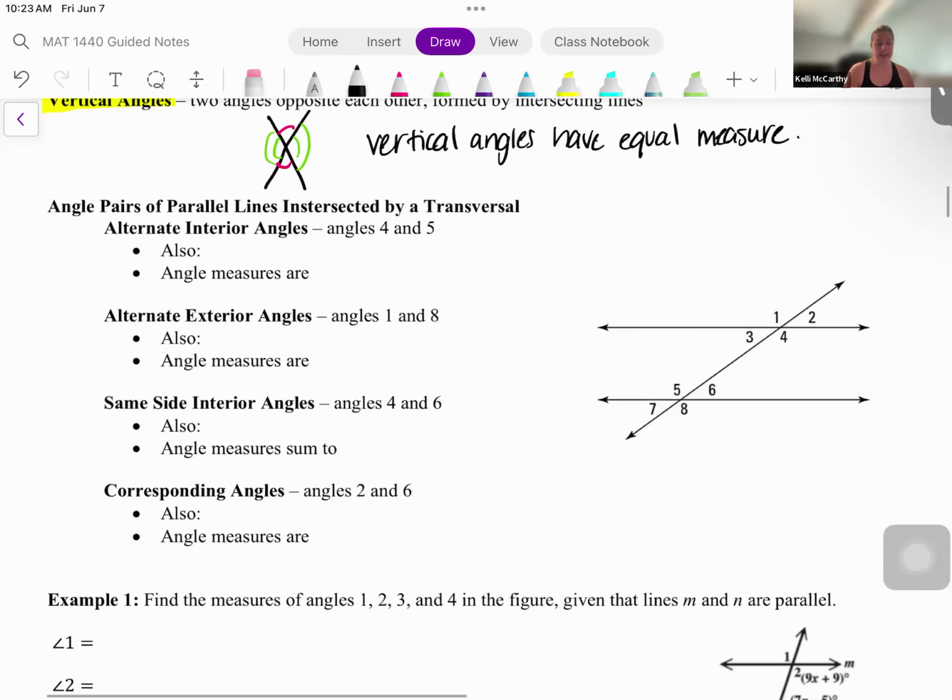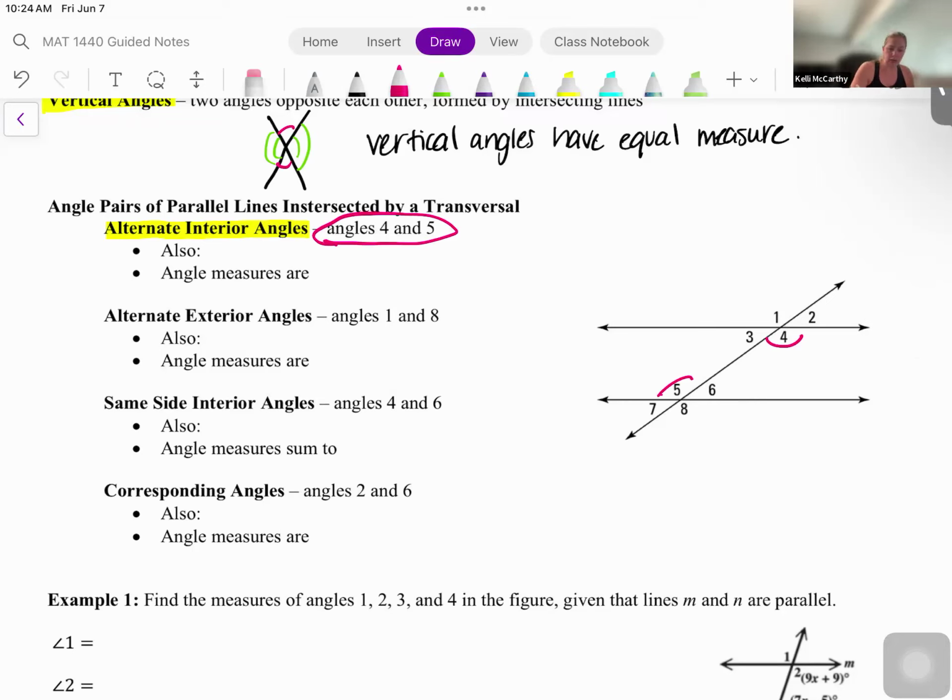Next, we're going to look at some more angle pairs, but they're formed by looking at parallel lines intersected by a transversal. So in this image on the right, we have two lines here that are parallel to one another, and then this line that intersects both of them, that's what we call a transversal. Our alternate interior angles, we're going to look at angles 4 and 5, are given here.